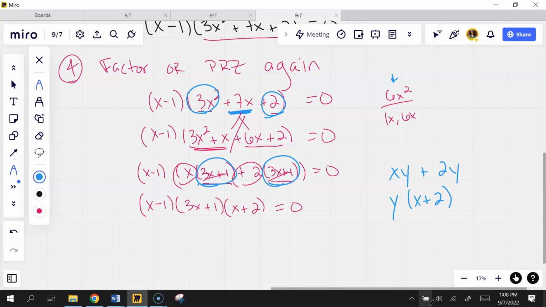And I solve each one of them. So what are my solutions now? 1, negative 1/3, and negative 2. The pre-cal portion of this is actually not the hard part, it's the algebra 2 part. I tell calculus all the time, it's the algebra 2 that kills everybody all the time.